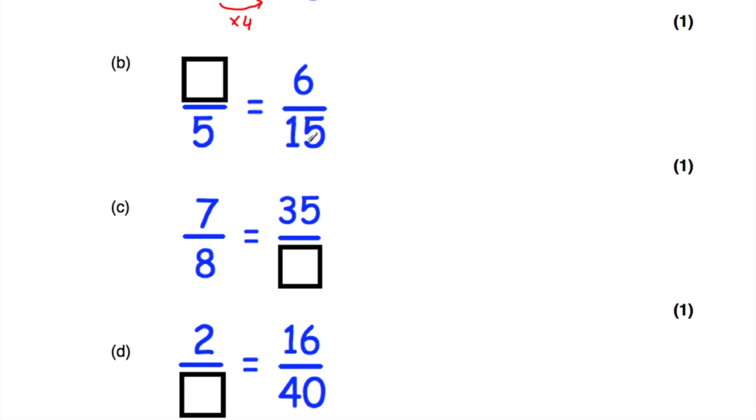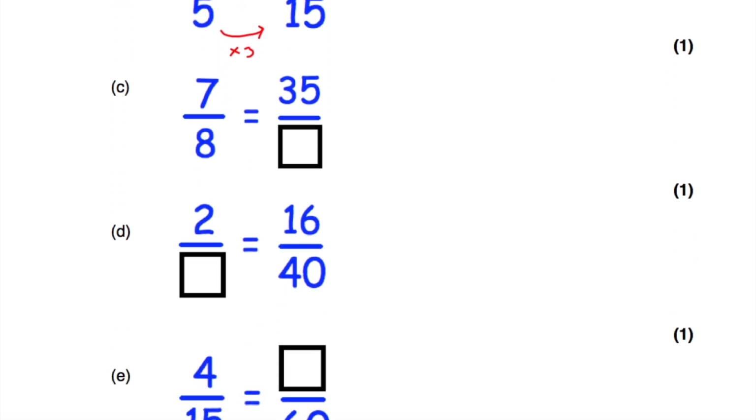So to get from 5 to 15, we would multiply by 3. So to get from this number to 6, we'd also multiply by 3. And so what number do we multiply by 3 to get 6? That'll be 2. So that means the missing number was 2. Now, in terms of this question, you may have said, well, to get from 15 to 5, we'd divide by 3. So to get from 6 to the number, we'd also divide by 3. That would be fine as well, and you'd also get 2.